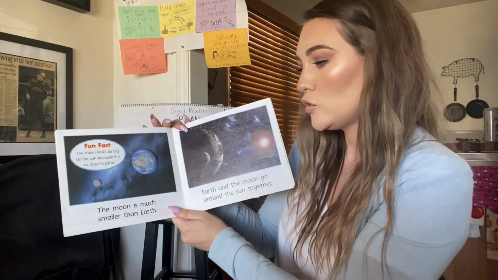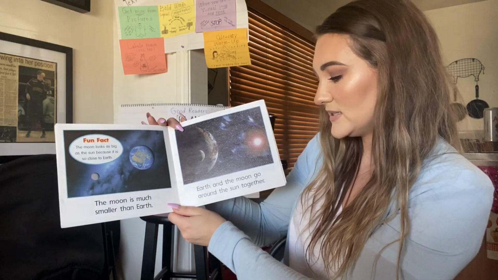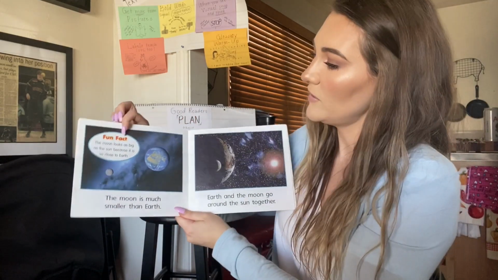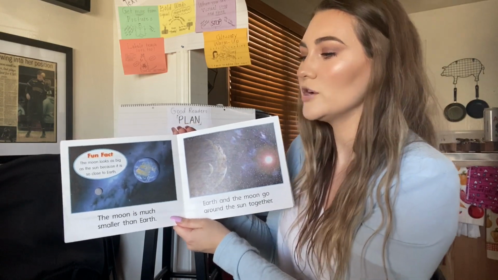Okay, the moon is much smaller than Earth. Earth and the moon go around the sun together. Fun fact, the moon looks as big as the sun because it is so close to Earth.